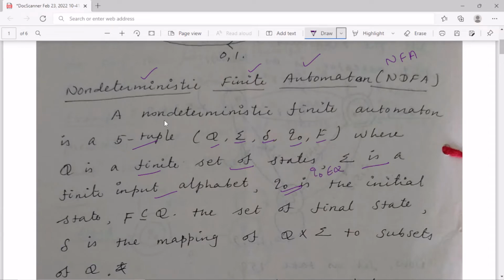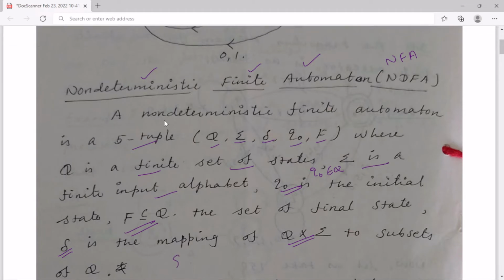And also F is a subset of Q, which means you have more than one final state here, so that's why I have used the symbol subset. So F is a subset of Q, that is the set of all final states. Next, the transition function delta is a mapping of Q cross sigma to subsets of Q, which means delta is a function from Q cross sigma to 2 power Q. Whereas in case of DFA, delta is a transition function from Q cross sigma to Q.